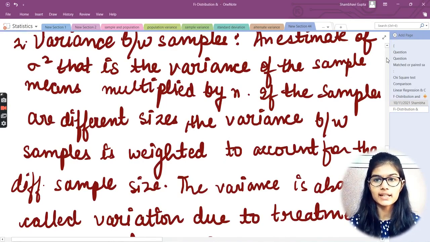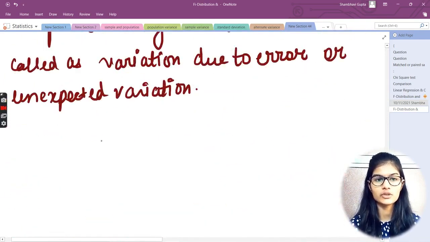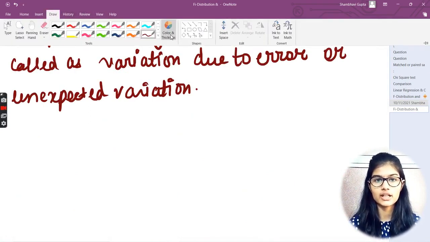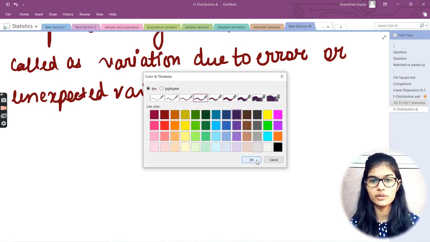So now after studying these different types for the estimation, I'll be taking you towards the next topic, the further topic on this only. I'm going to take a different color here so that it separates the previous and the new lectures. So here we go.